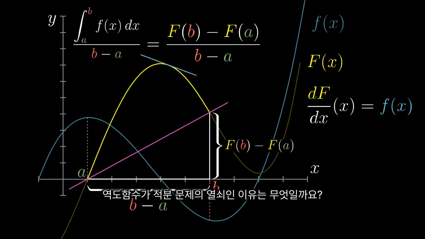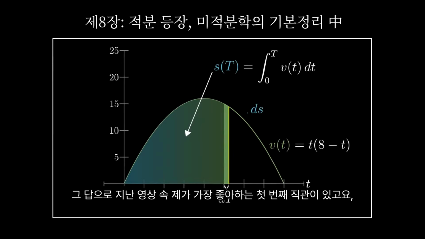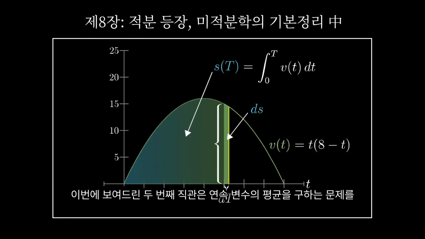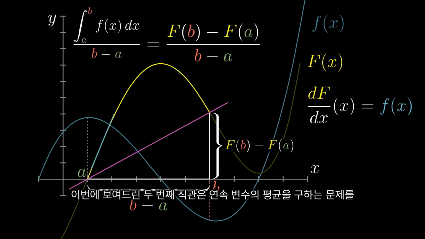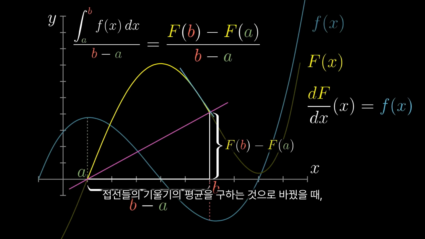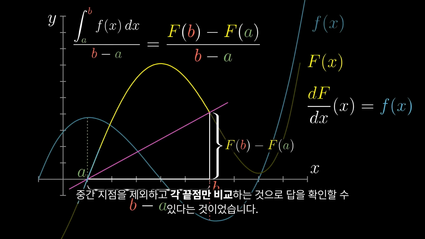So, why are antiderivatives the key to solving integrals? Well, my favorite intuition is still the one that I showed last video, but a second perspective is that when you reframe the question of finding an average of a continuous value as instead finding the average slope of a bunch of tangent lines, it lets you see the answer just by comparing endpoints, rather than having to actually tally up all of the points in between.